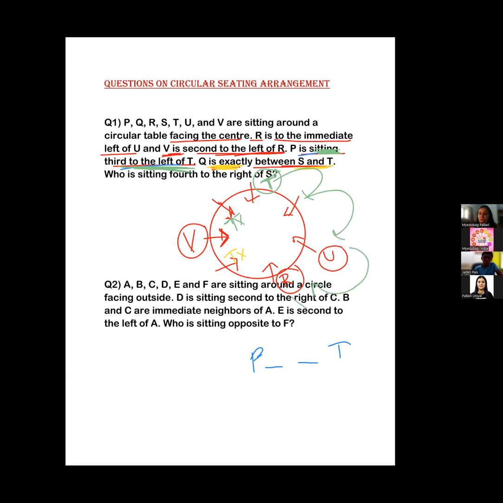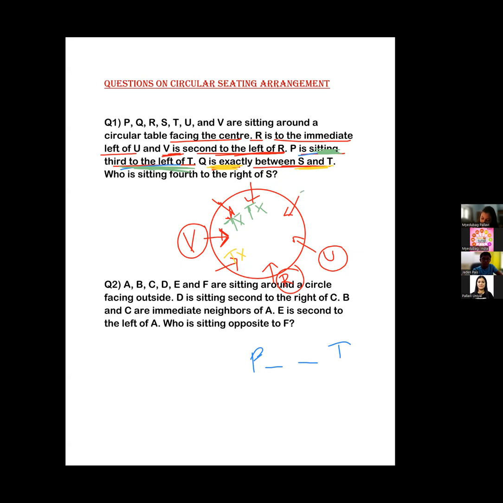That means P cannot come here. That means the position of T is not here also. We'll cross this position also. Isn't it? Are you getting how we are doing it? Yes. We're checking for each possible position for T. So now T cannot come here also. The last position that is left for T is this only.